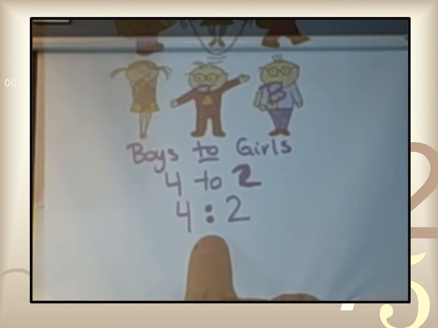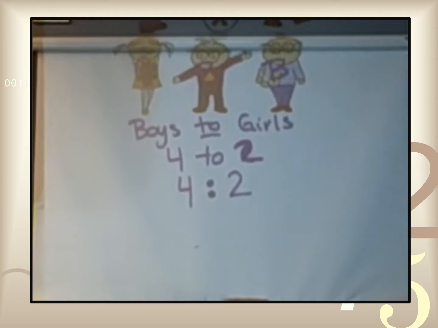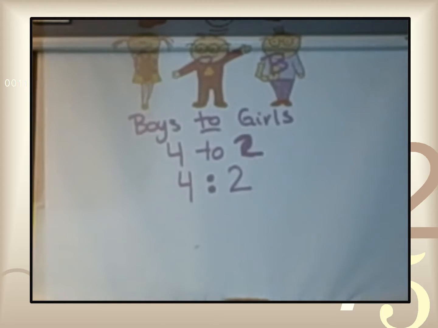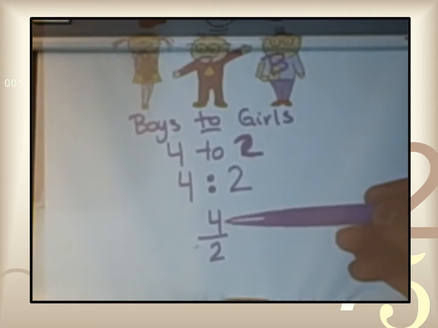However, you're going to notice that this time we used a symbol, and hopefully in language arts you've been taught that this particular symbol is called a colon. And the third way to write a ratio is to write it as a fraction. So again, 4 is on top, we have our fraction line, 2 is on the bottom. We would read this as 4 to 2.